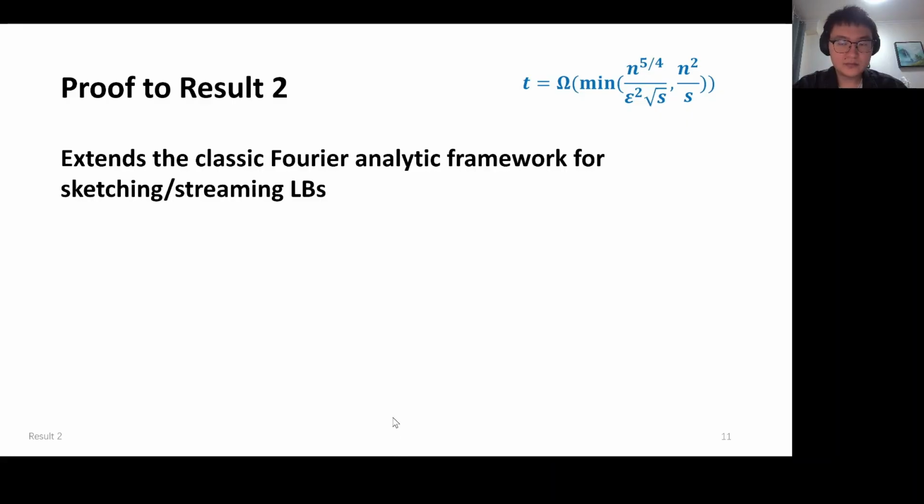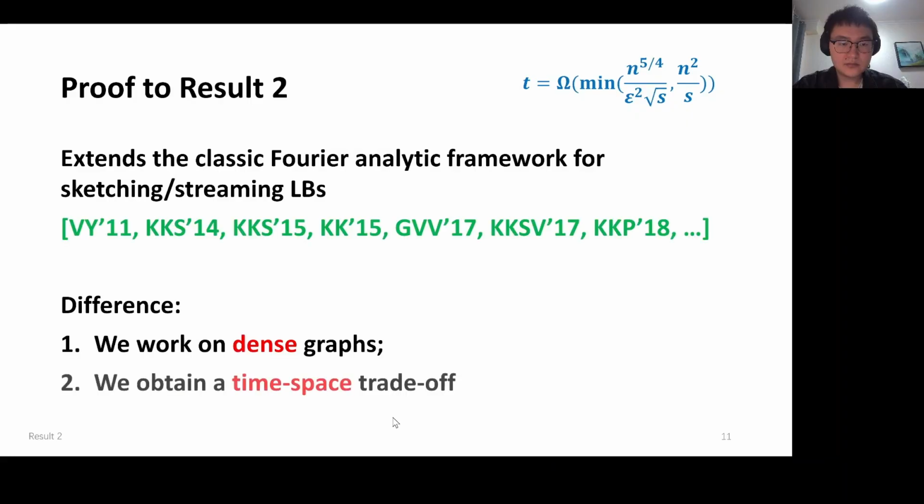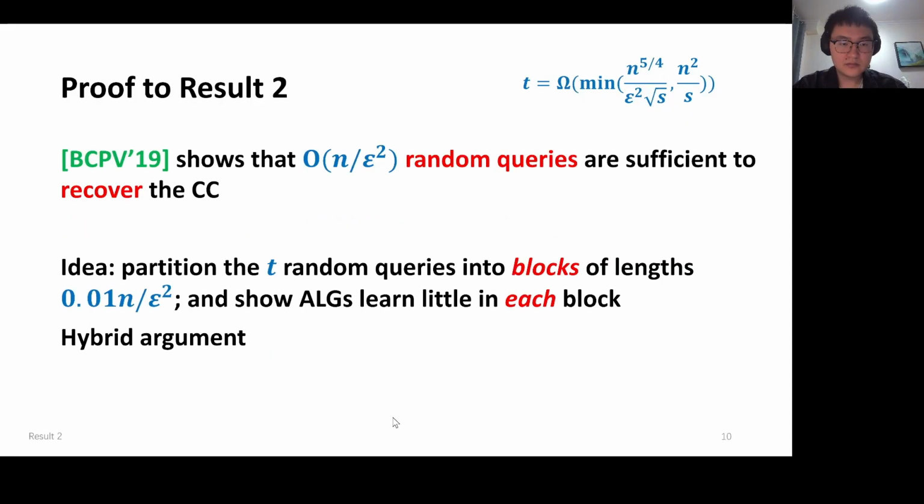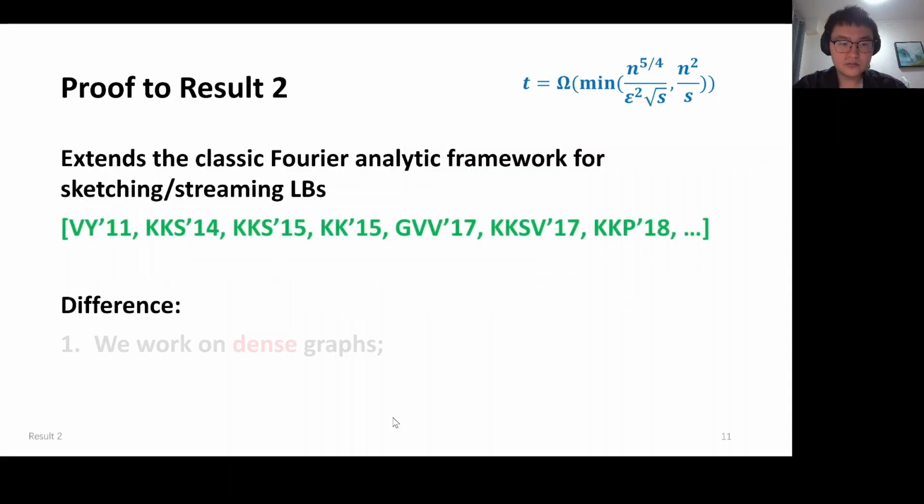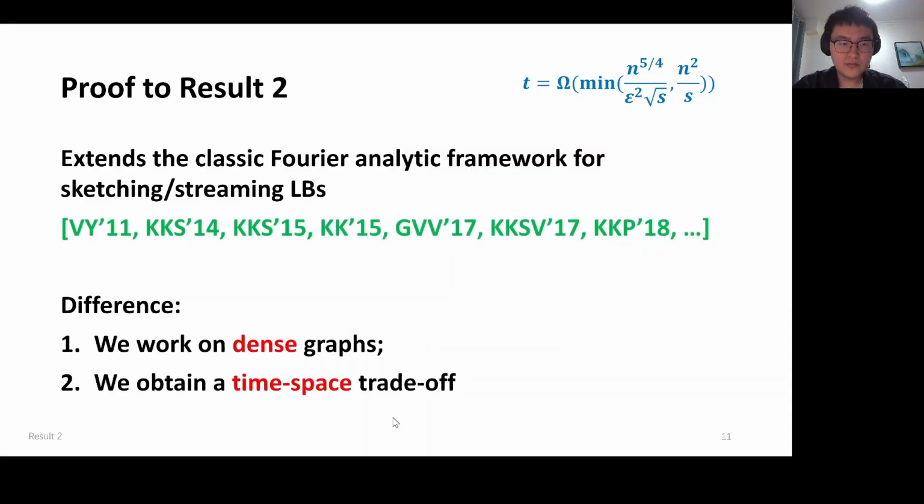But there are two main differences in our case, which are also two main contributions compared to previous works. The first is that we work on dense graphs, where previous works work on sparse graphs. And the second is that we obtain a time-space trade-off instead of space lower bounds as in previous works. Due to the differences in the settings, our techniques are also different, which we will introduce later.